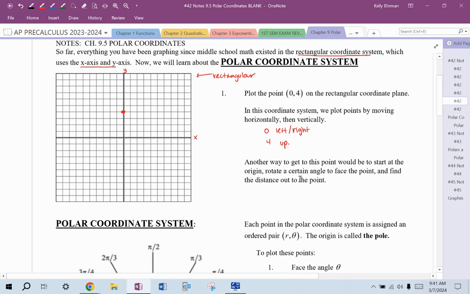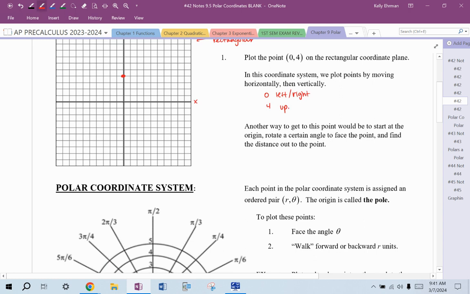Another way to get to this point would be to say you're standing at the origin, rotate a certain angle to face the point that you want to plot, and then find the distance away. How far would you have to go to get from 0 to that point? So rotate to face the point. That will represent the angle theta. Rotate a certain theta to face that point. And then the distance to the point, that would represent a radius.